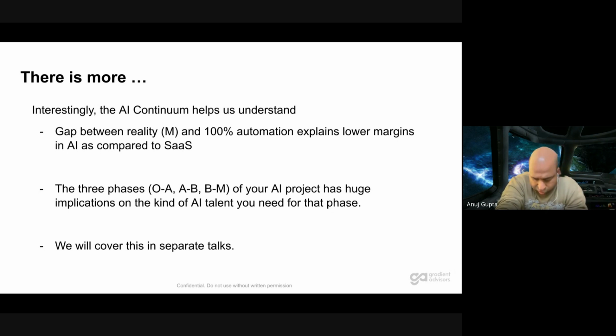A lot of founders today believe that AI systems can be built and you can operate at 80% profit margins, the way a typical software company works. The reality is you'll never be able to go beyond 40%. And that has huge implications on your entire business, right? The second point, which I just want to park, is that the three phases that we saw, O to A to B, and B to M, have huge implications on the kind of talent that you need to hire for each phase. I'll try and cover both these points in two separate talks, maybe sometime in future.